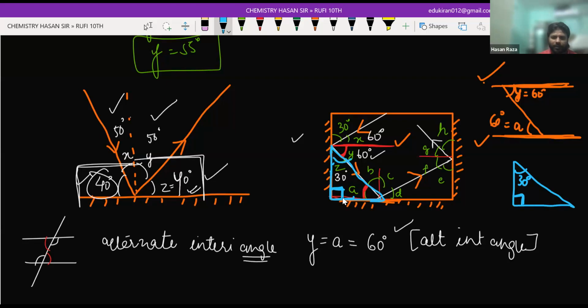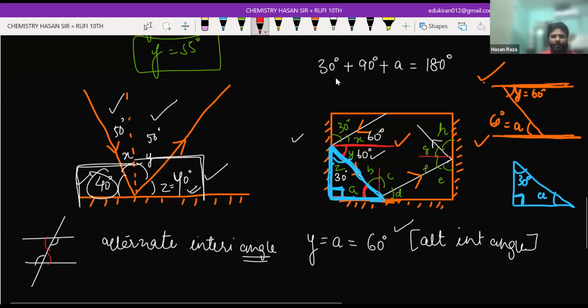I just took this out as a triangle. Are you getting my point? Yes. So you can see this is your 90 degree and this is your A. So what is the sum of interior angles of a triangle? What is the sum of interior angles of a triangle? 180 degree. Have you remembered this?